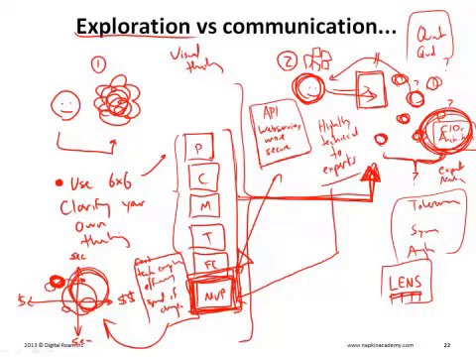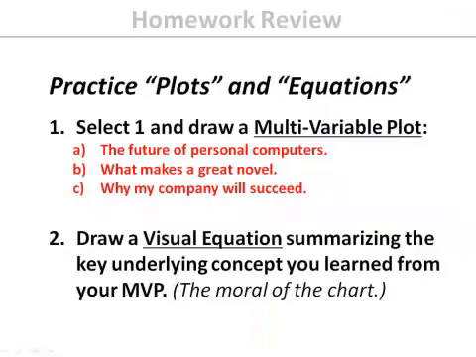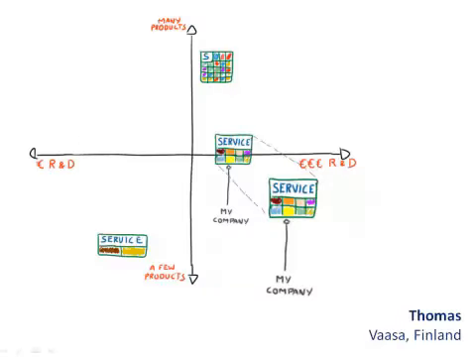I absolutely want to have Frederick, Thomas, and John have a chance to share their multivariable plots. This was the homework from our previous session, and I'd asked people to create an MVP, multivariable plot, either on the future of personal computing, what makes a great novel, or why my company will succeed, or something related. And as I say, 3 people did fantastic work. And Thomas, I'm going to open it up to you first. Thomas, are you with us?